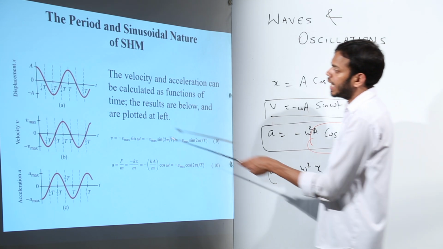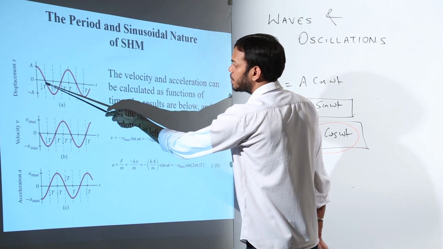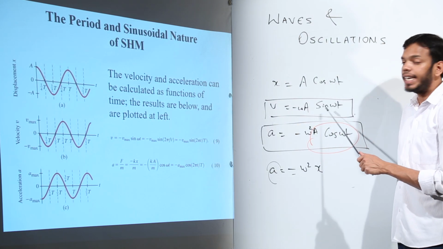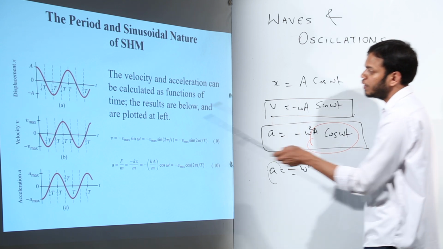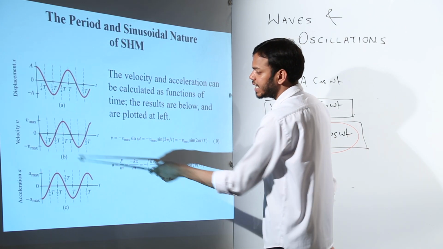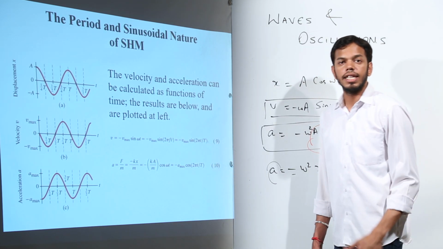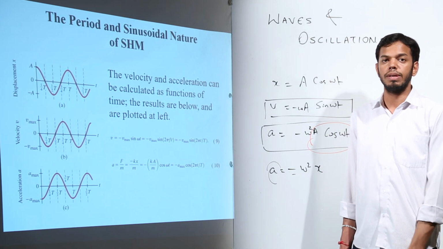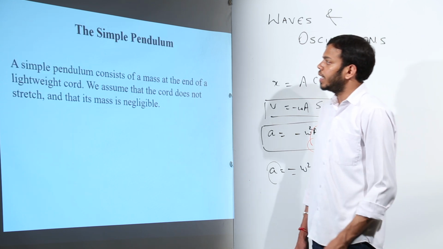At pi by 2, that is this time t by 2, displacement is 0. But if I put 90 degrees in sine, I'll get maximum. So velocity would be maximum when displacement is 0, and the same is the case with acceleration. This is how acceleration, velocity and displacement are related with one another.